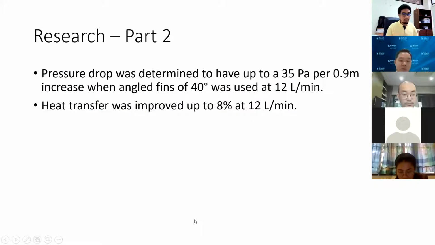So the pressure drop was determined to have up to 35 Pascal over the 0.9 meter length. And when the angle fins of 40 degree was used at 12 liters per minute, the heat transfer was improved up to 8% at 12 liters per minute. So again, here it is shown that the heat transfer improvement is significantly better than the pressure drop.